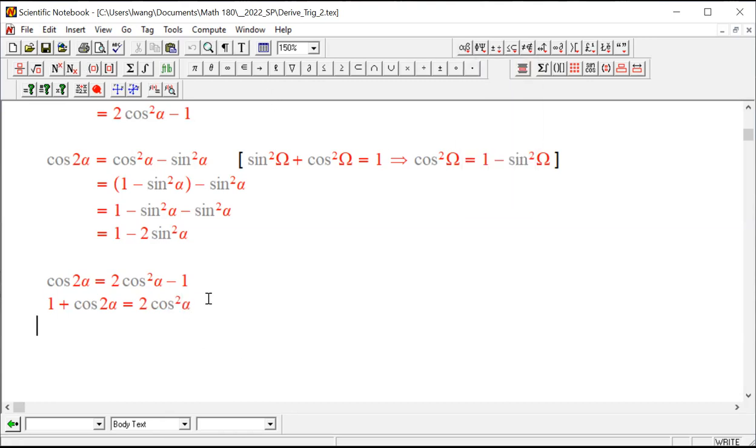Okay, and then we're going to multiply by half on both sides. And what do we get? We get cosine square alpha is equal to half of that.